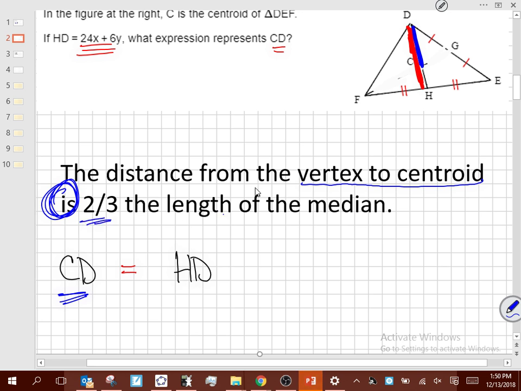So, for our particular situation, vertex to centroid, CD is 2/3 the length of. What does the word "of" mean in mathematics? Multiplication. Okay? So, 2/3 of the median. What's the median? HD, right? So we see that CD is 2/3 of the median, and that puts 2/3 on the right spot.